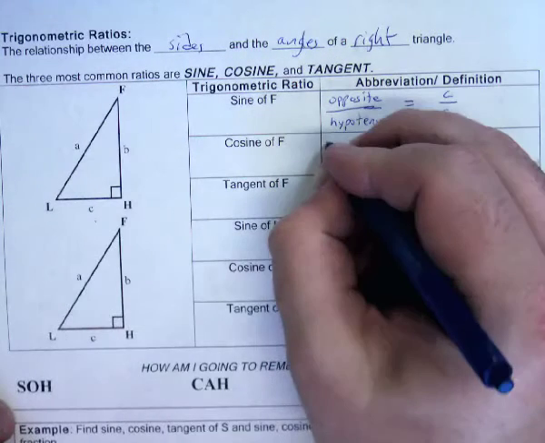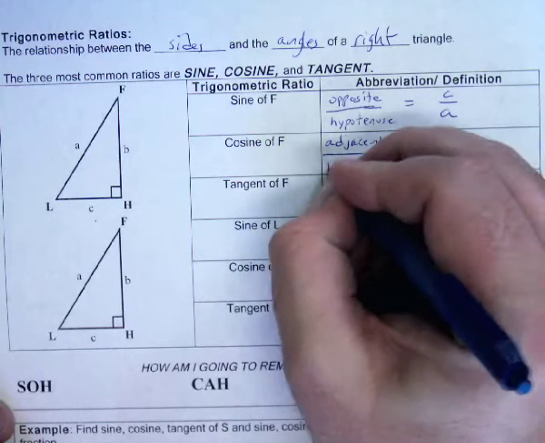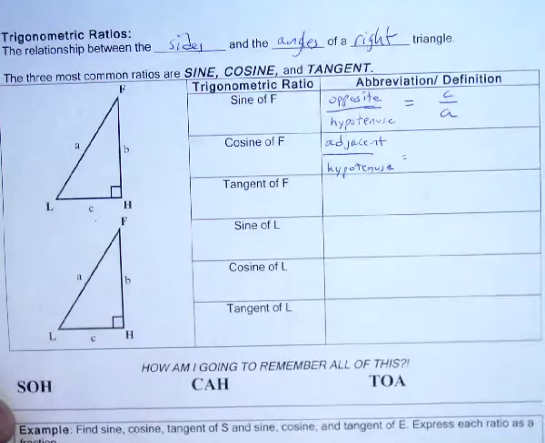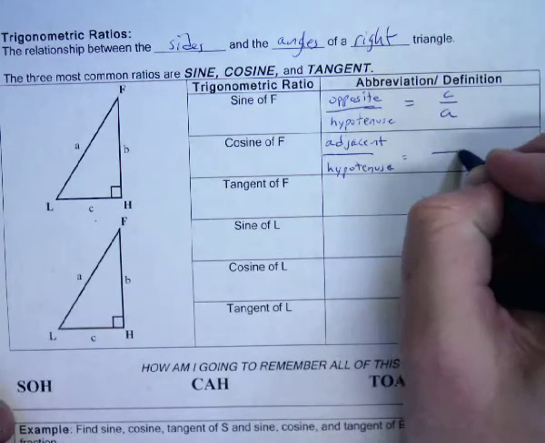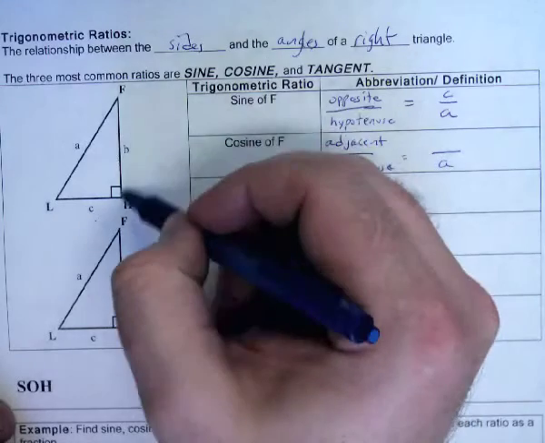Cosine of F is going to be adjacent over hypotenuse. So adjacent over hypotenuse. Adjacent kind of means next to. So the hypotenuse actually doesn't change if we're talking about the same triangles. So the hypotenuse will be A. The adjacent side is going to be B, right here.